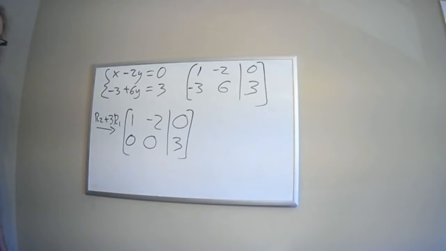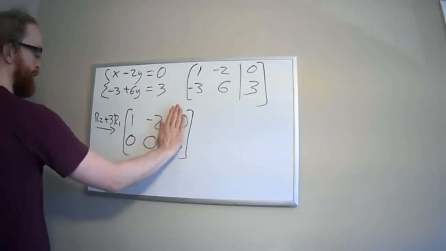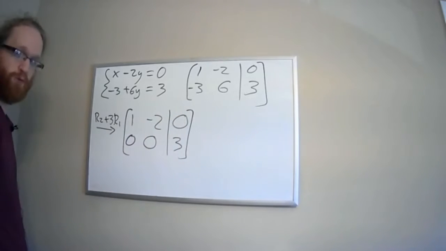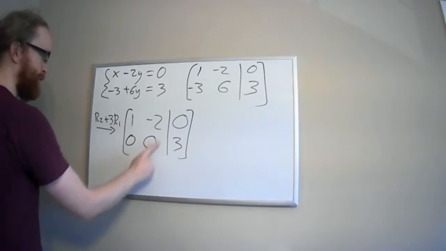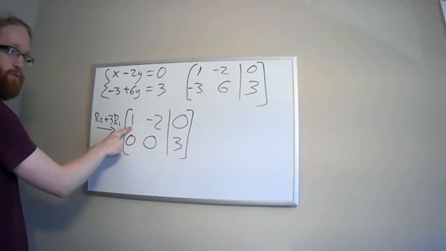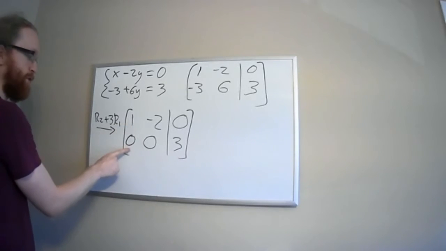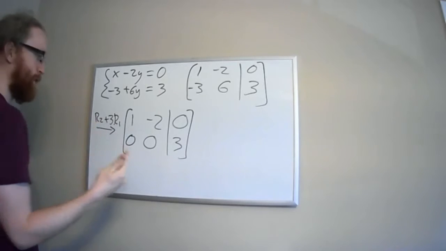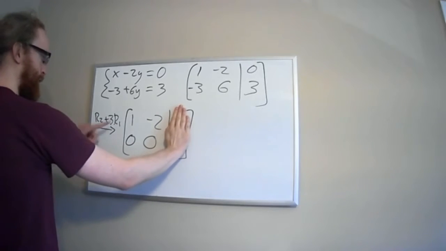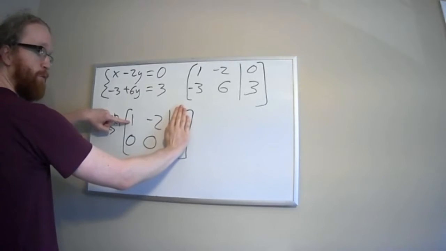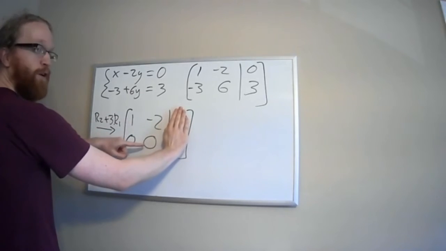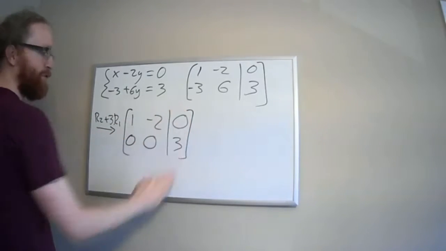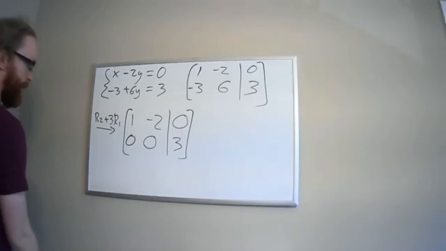This looks a little funky. What do we do with this? Well, technically, if I just ignore over here, this coefficient matrix over here is reduced. I have a leading 1 in this row. And then remember, one of the stipulations is just that every row has either a leading 1 or it's all zeros. And in this row, I have all zeros. So it looks like this is a reduced matrix.